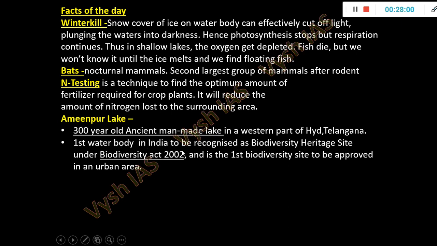It is the first water body in India to be recognized as a Biodiversity Heritage Site under the Biodiversity Act 2002, and is the first biodiversity site to be approved in an urban area. So two things are important. It's a biodiversity heritage site. It's the first water body in India, and also it is the first in the urban area.